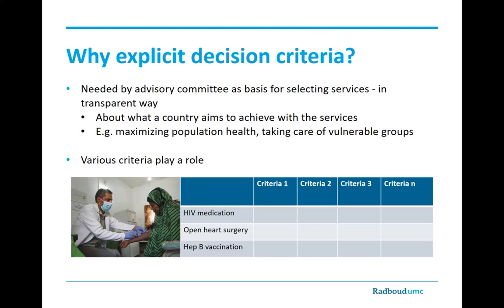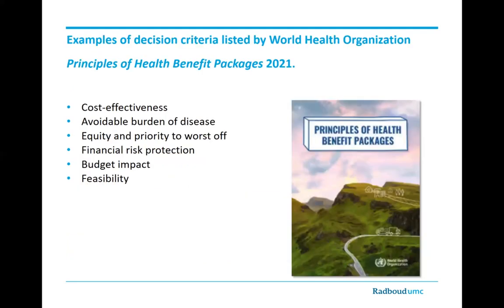But what does that country aim to achieve with its services? So it could be maximizing population health, taking care of vulnerable groups, and these various criteria play a role. So in this example, we have 3 interventions: HIV medication, open heart surgery, and a vaccination. Now, how do we make decisions given that we've got 3 extremely different interventions?